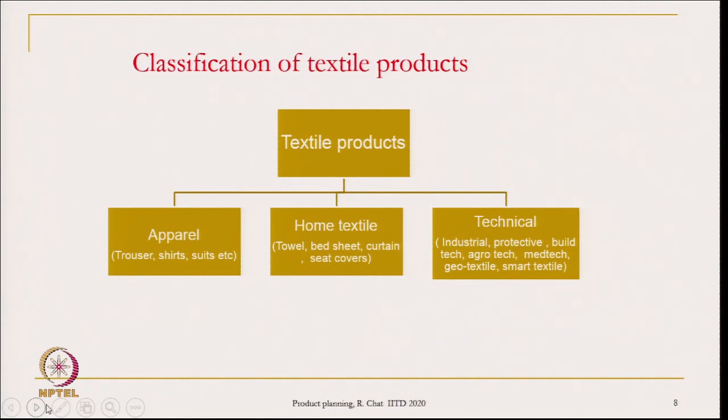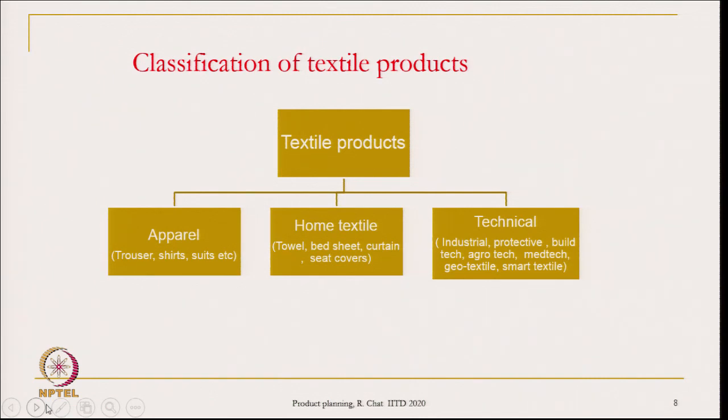Then we find home textile products like towel, bed sheet, curtain, seat covers, carpets also we can include. So, there are so many home textile products that you use, and we can classify the textile products into a home textile category also. And the third category is the technical textile products.